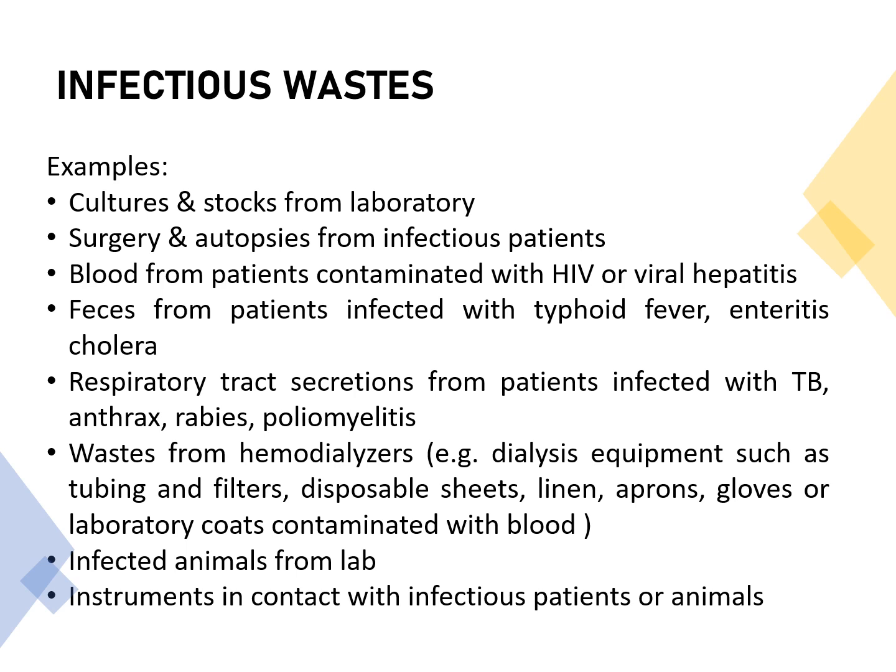We also have waste from hemodialyzers, like dialysis equipment, including the tubing and filters, disposable sheets, linen, aprons, gloves, or lab coats contaminated with blood from the patient. Infected animals from the laboratory and instruments in contact with infectious patients or animals. So, for example, you were asked to collect a sample from a patient with HIV, or you are a nurse who is assigned to change the IV of a patient infected with HIV. So those are examples of infectious waste.